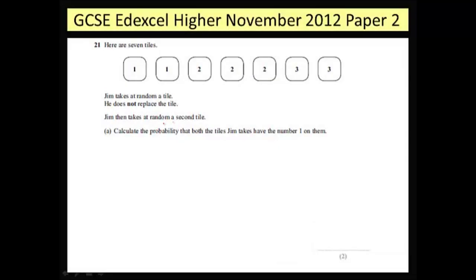Question number 21. Jim takes a tile at random. He does not replace this tile before he takes a second one. The fact that he doesn't replace it is quite crucial to this question. So calculate the probability that both the tiles he takes have the number 1 on them.